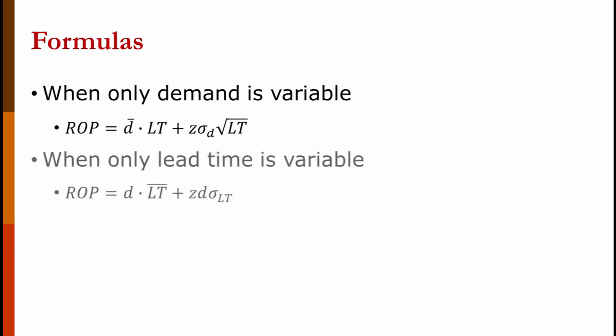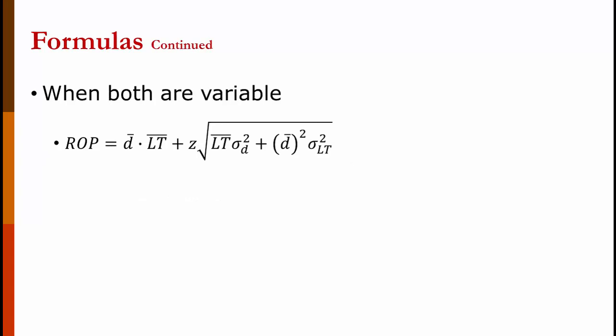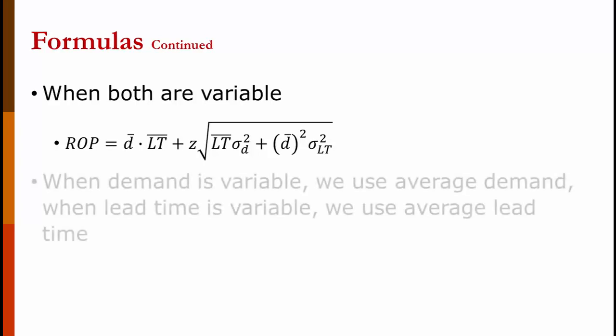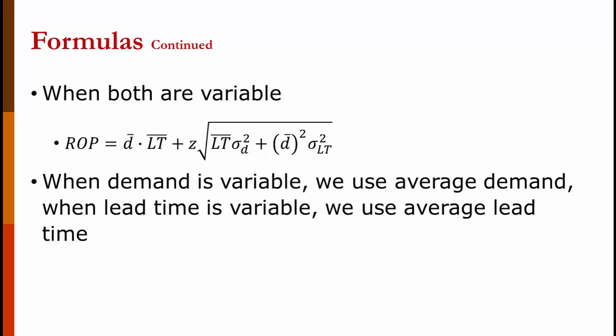When only lead time is variable, the reorder point R is equal to daily demand times the average lead time plus Z times the daily demand times the standard deviation of lead time. When they're both variable, the reorder point R is equal to the average daily demand times the average lead time plus Z times the square root of the average lead time times variance of demand plus D squared times the variance of the lead time. When demand is variable, we use the average demand, and when lead time is variable, we use the average lead time in these formulas. We will pick up our discussion of the fixed order interval model in the next tutorial.